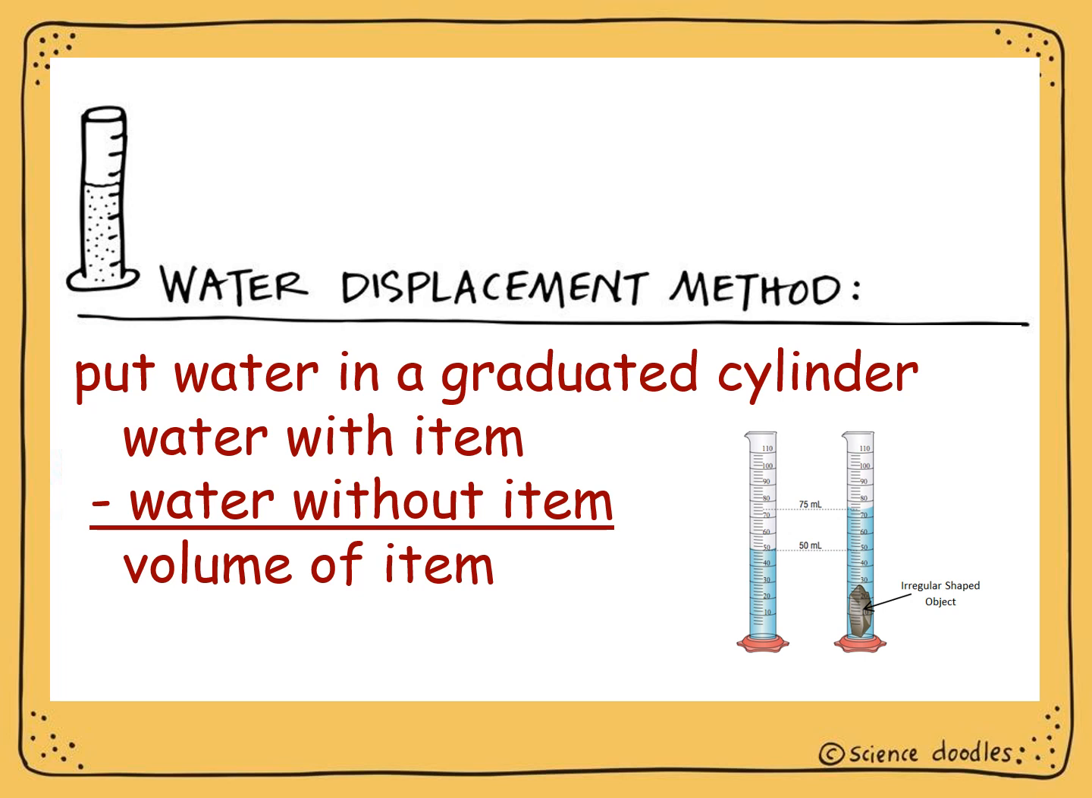So our beaker in the end has 75 milliliters showing in it. If we took out that 50 milliliters of water, we would have the difference left of 25 milliliters, which would be our object. This irregular shaped object looks a little bit like a rock. Another way to remember it is you can take the water with the item in it, subtract the water without the item. That's again like taking the water out, and it will leave you with the volume of the item.